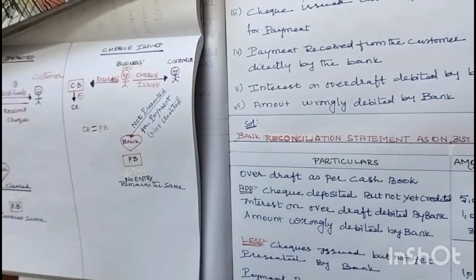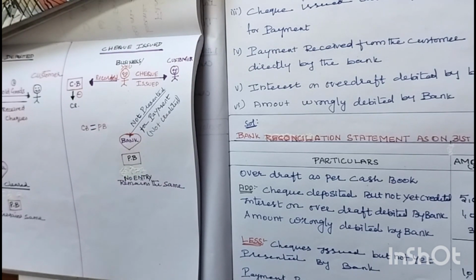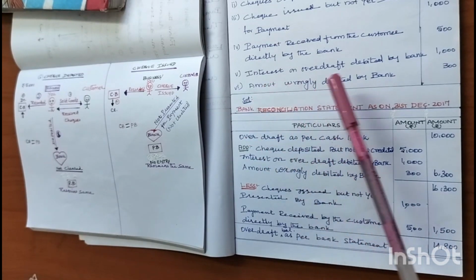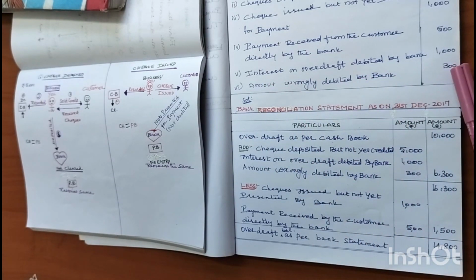So on the list column we have to write payment received from the customer directly by the bank, and 500 rupees is entered on the inner amount column. We entered. The next transaction is the interest on overdraft debited by bank, 1,000 rupees.